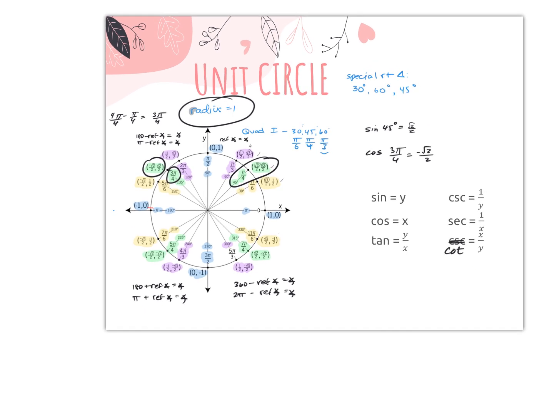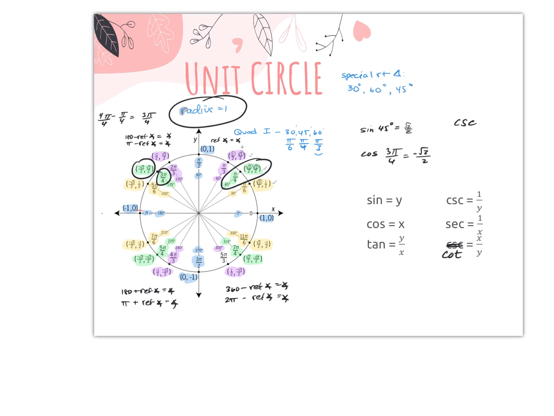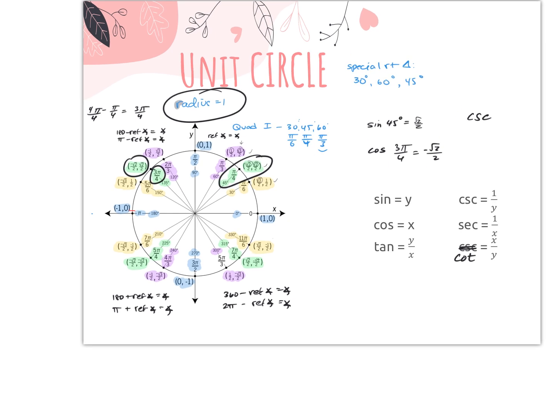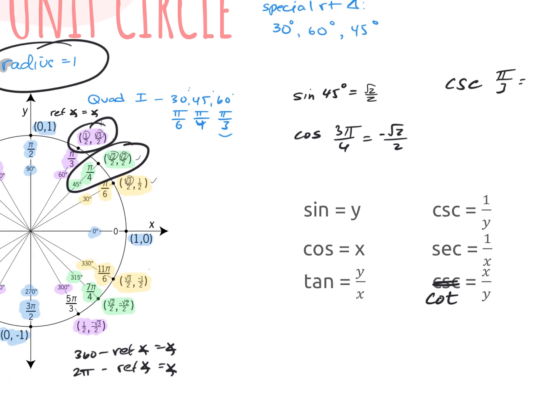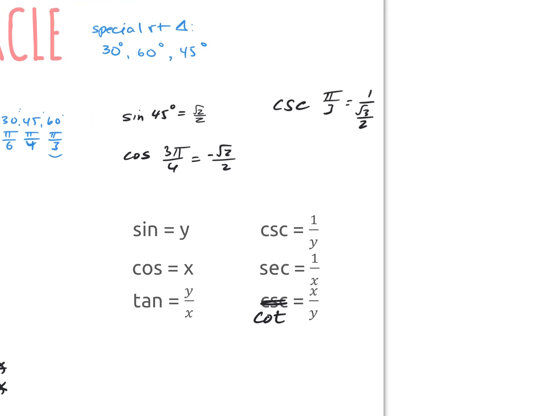If I ask you for the cosecant of some value, let's say the cosecant of pi over 3, let's say I ask you in radians, right? Well, for the cosecant of pi over 3, this is the xy combo, and the cosecant is going to be 1 over the y value, and the y value is radical 3 over 2. So you have to do a little bit of math there.